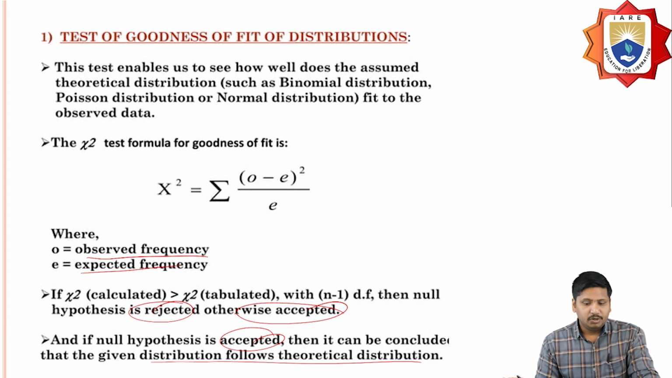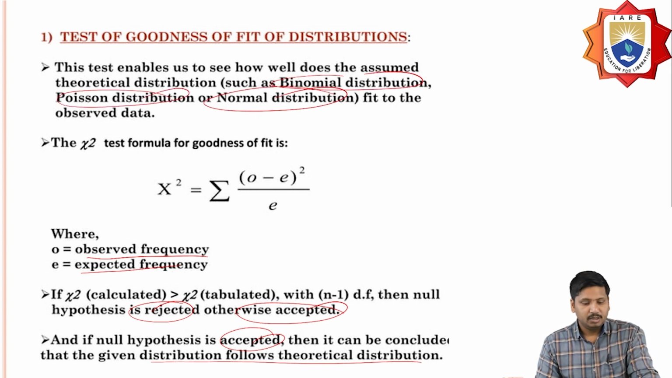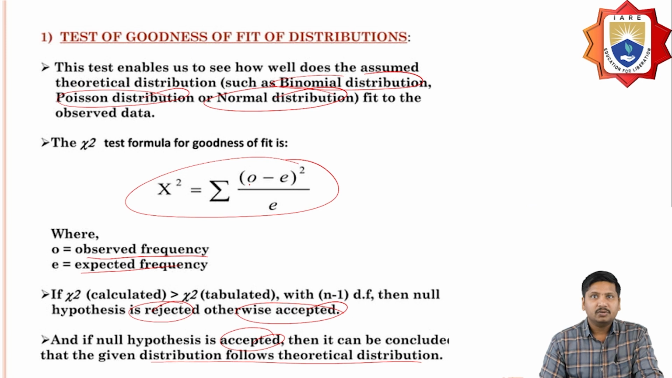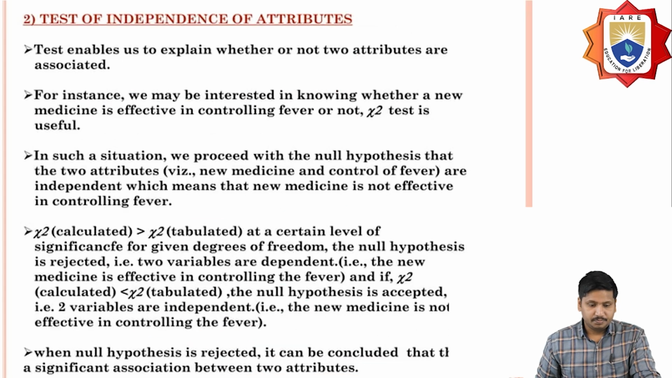So the test of goodness of fit of distribution. This test enables us to see how well an assumed theoretical distribution such as the binomial distribution, Poisson distribution, or normal distribution is going to fit the observed data. And the chi-square test formula for the goodness of fit is given by chi-square is equal to sigma of (O minus E) whole square by E, where O is the observed frequency and E is the expected frequency. If the chi-square calculated is greater than the chi-square tabulated with n minus 1 degrees of freedom, the null hypothesis is going to be rejected, otherwise it should be accepted. If the null hypothesis is accepted, then it should be concluded that the given distribution follows the theoretical distribution.